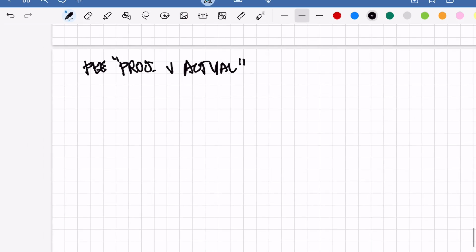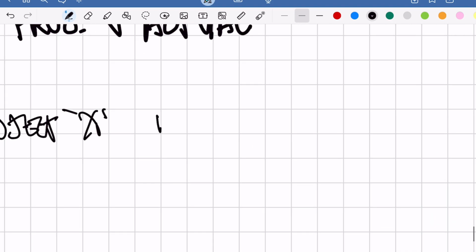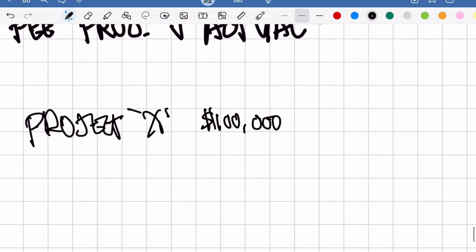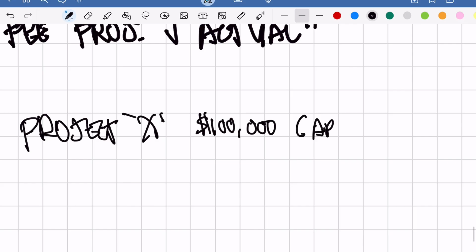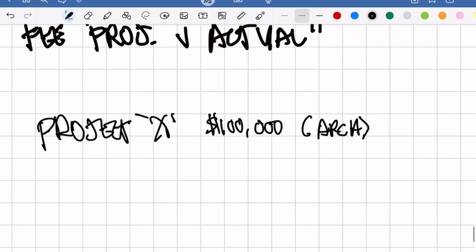So we've talked about project X. Everybody needs a project X. You feel very cloak and dagger. Project X was $100,000. And you're like, okay, that's good. And remember, that's just the architecture piece of the fee, not the team fee.